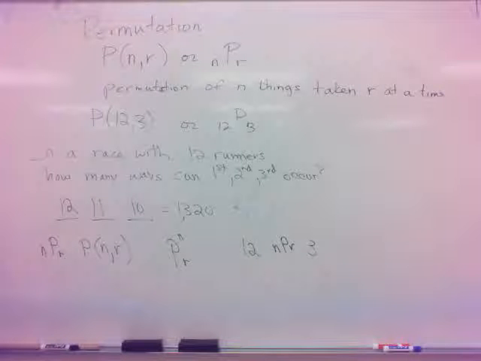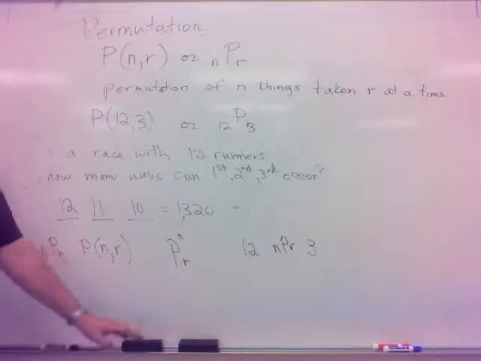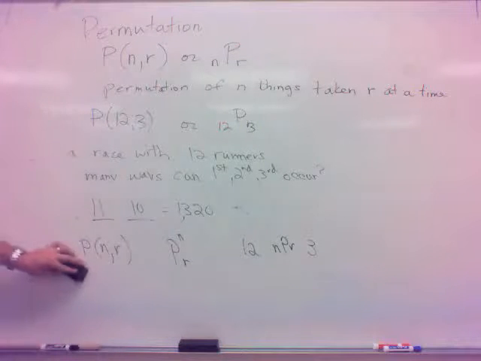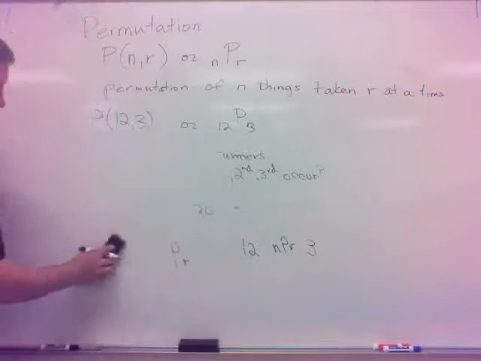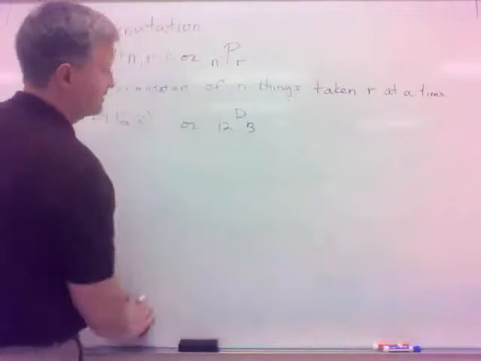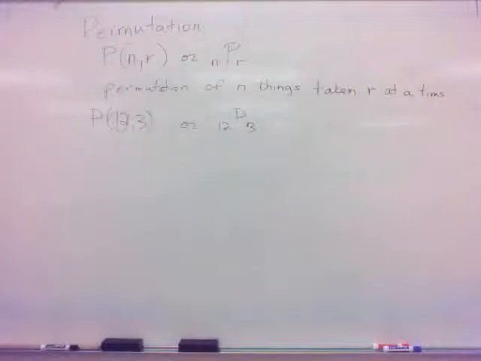Or 12, choose 3 sometimes is the way that's written. Permutation 12, choose 3. So order of the numbers matters. The order matters, yes. Order does matter. But you can even start with 11, and that'll still work, if you did 11, 10, and 9. The first number depends on how many things you have. If there were just 11 runners, I'd do 11P3. It just depends on how many of them there are at a time.